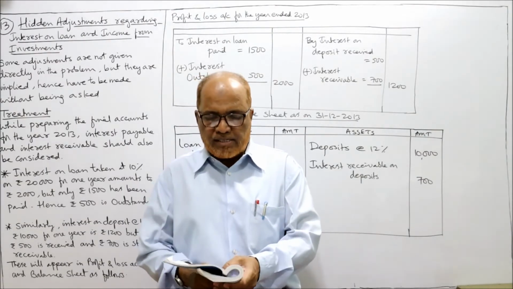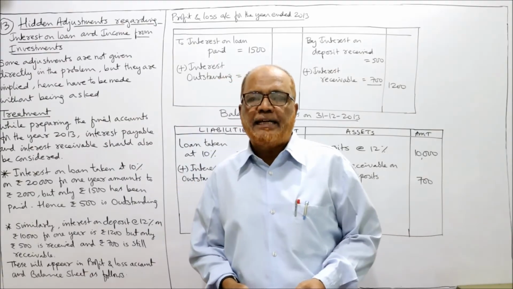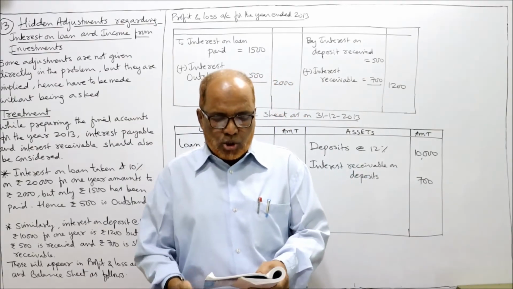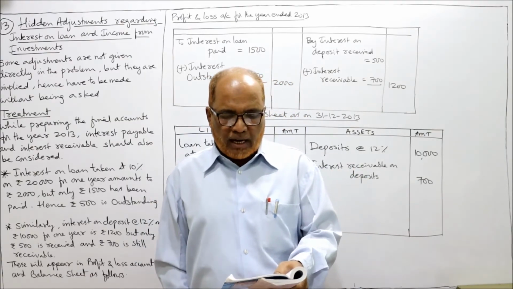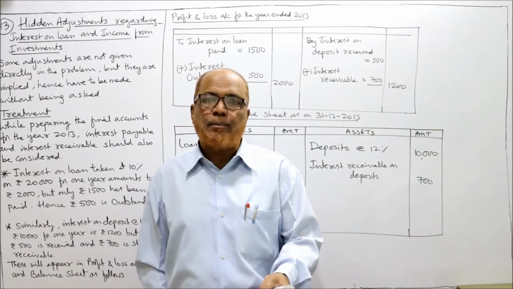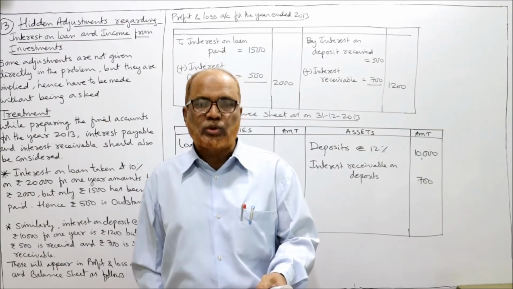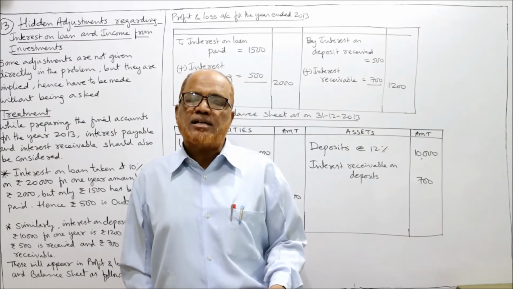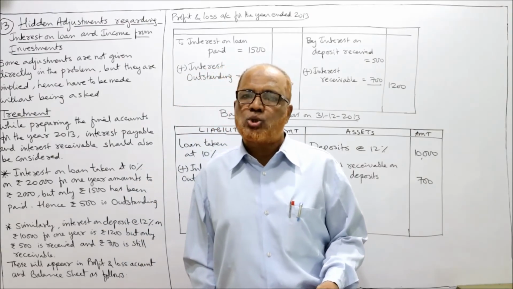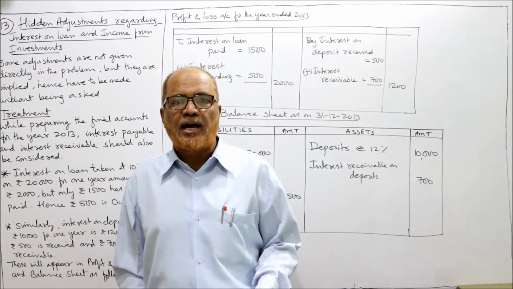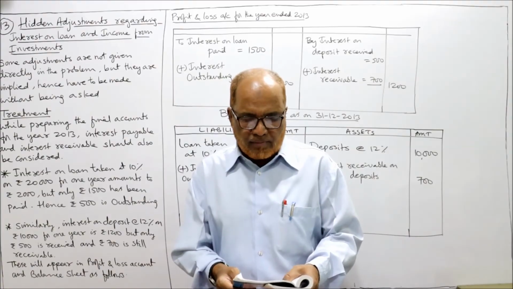Come on viewers, now we'll start the next problem, problem number 13. See the 13th problem. Show the treatment of the following items in the profit and loss account and balance sheet prepared at the end of 2013. So it is asking you how these items will be shown in the profit and loss account and balance sheet. What are the items given?